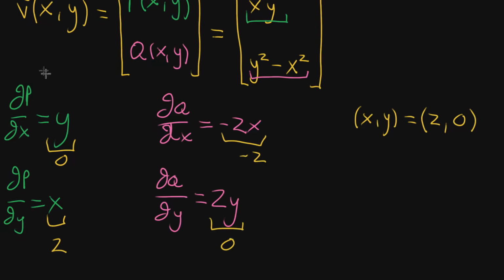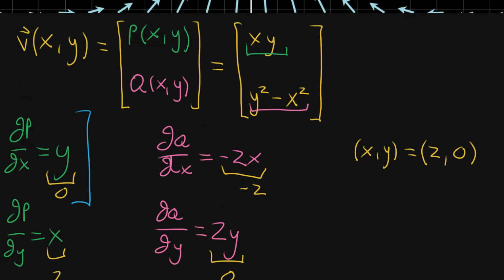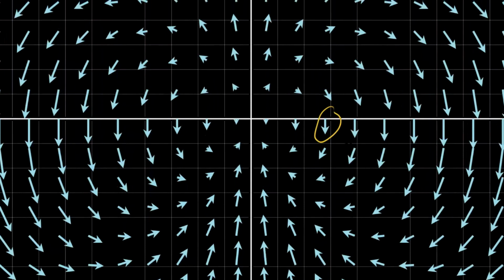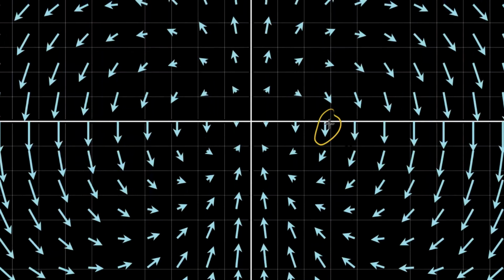And let's start by just looking at the partial derivative of P with respect to x. What that means is that we're looking for how the x component of these vectors changes as you move in the x direction. So for example, around this point, we're kind of thinking of moving in the x direction vaguely.